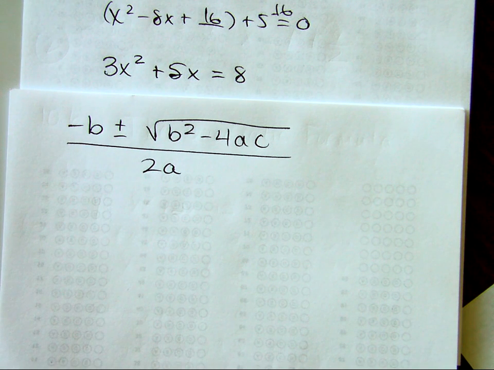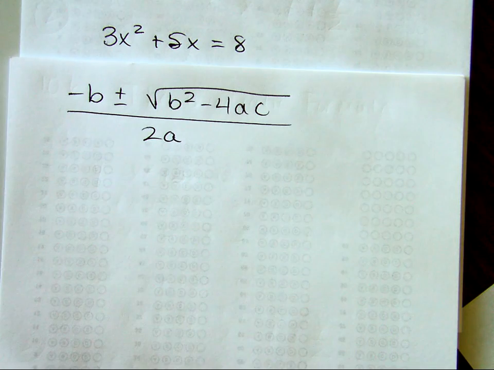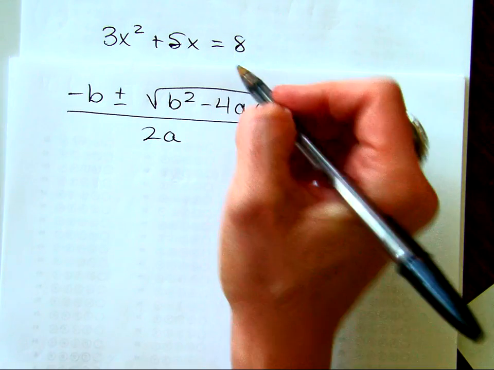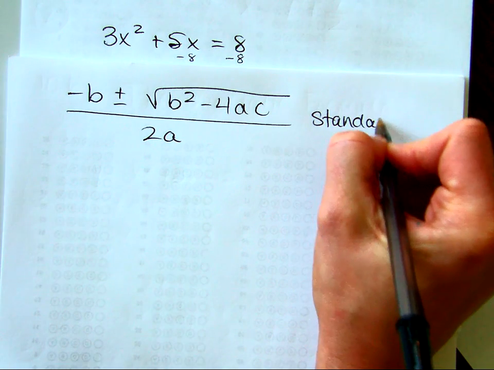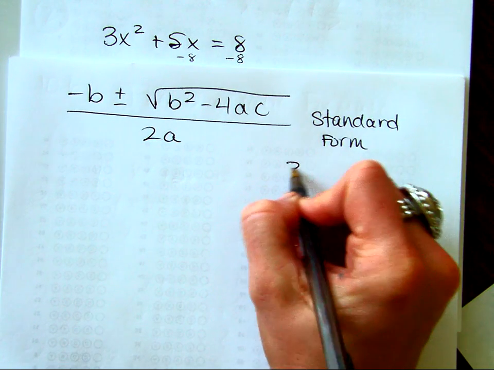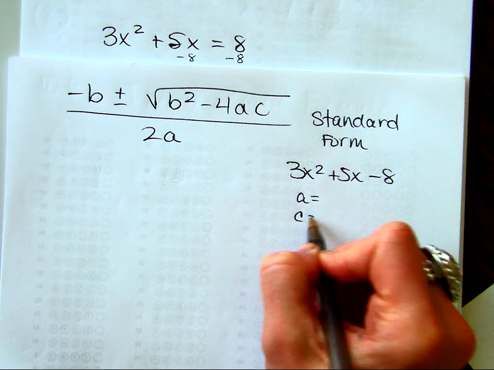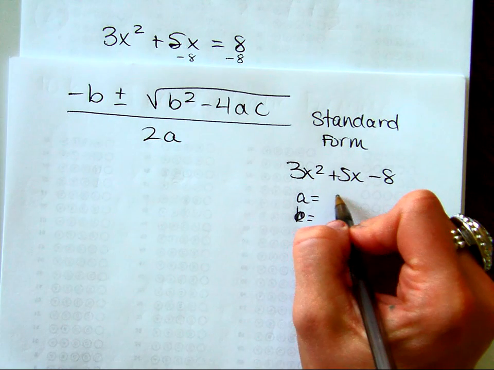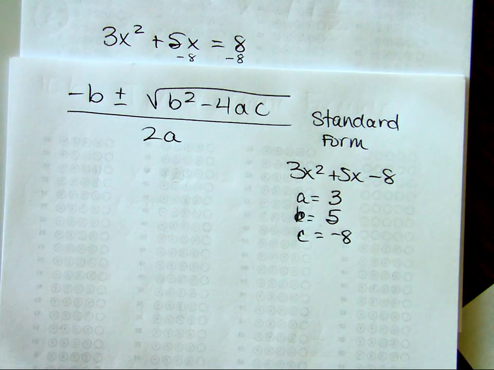And there is a fancy little tune that I will teach you later that you can sing and it helps you memorize it. Okay, so obviously in order to do the quadratic formula, we need to recognize what our A, our B, and our C is. And if you remember, in order to do that, you need to have it in standard form. So to get this into standard form, we need to subtract 8 from both sides. So standard form is going to give us 3x squared plus 5x minus 8. And we then can identify our A, our B, and our C. Our A is our x squared coefficient. Our B is our x coefficient, and our C is our constant.